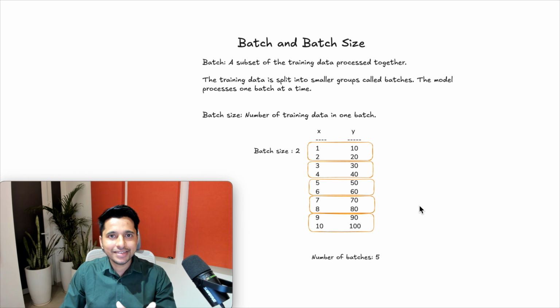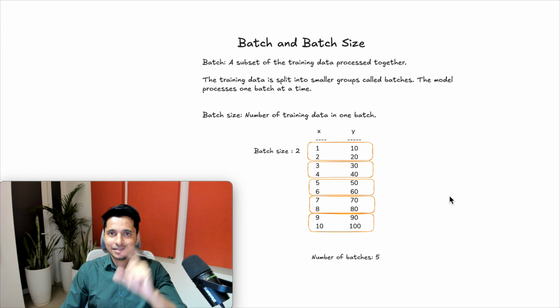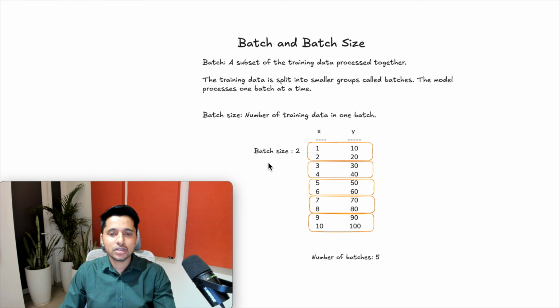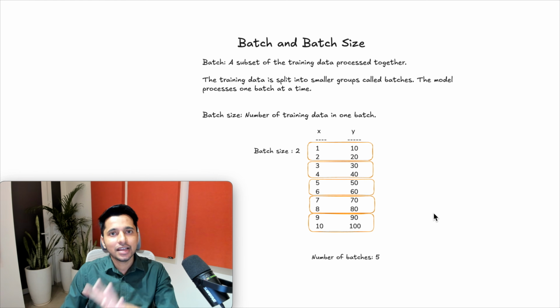So once we have decided the batch size, accordingly we can calculate the number of batches based on the number of samples that we have in the entire data set. Here we had 10 samples in the entire data set. That is why, based on the batch size 2, the number of batches will come to 5. So this was all about the batch and the batch size, and next we'll discuss the iterations.